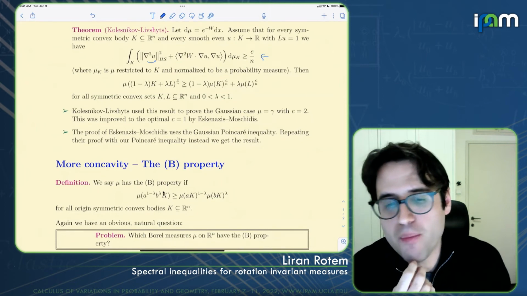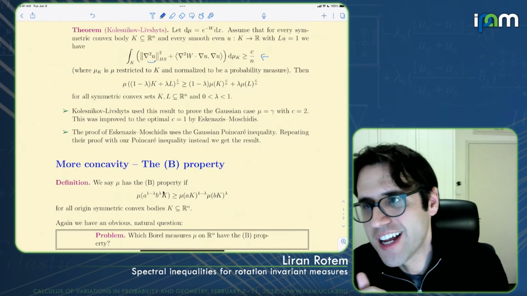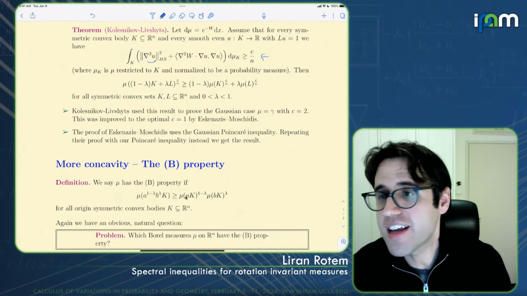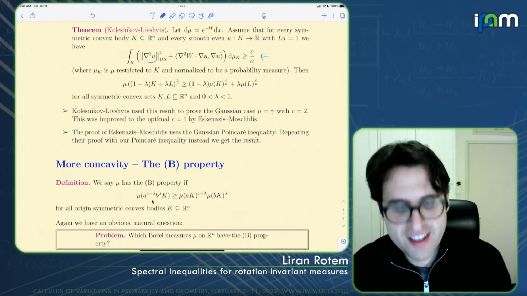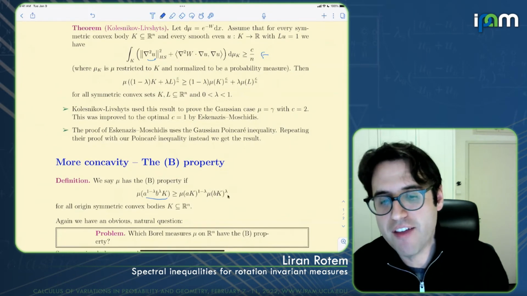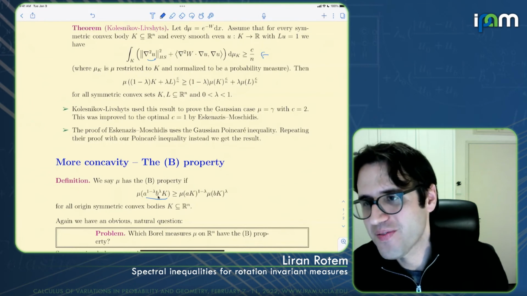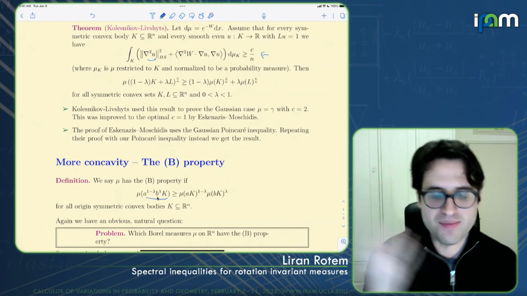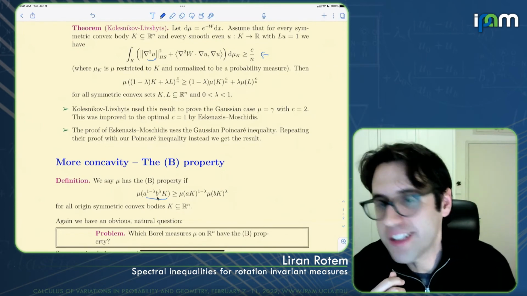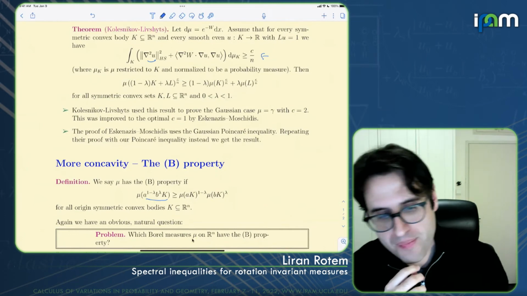Now, this is not comparable in any way to the inequalities we talked about before, right? Because on the one hand, it's more restrictive because I only take bodies that are homothetic. But on the other hand, here, I took something that is much smaller than the average of those sets. I took here some kind of a geometric average. So this is another type of concavity, which is not comparable to the previous ones. And again, you can ask which Borel measures have this property.